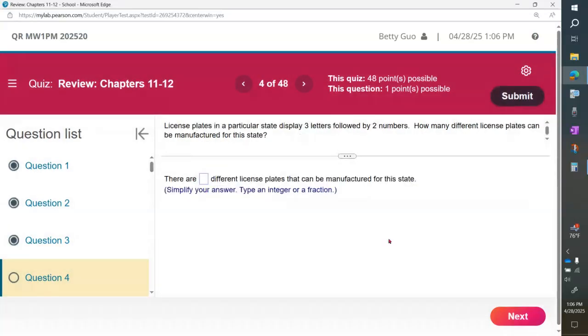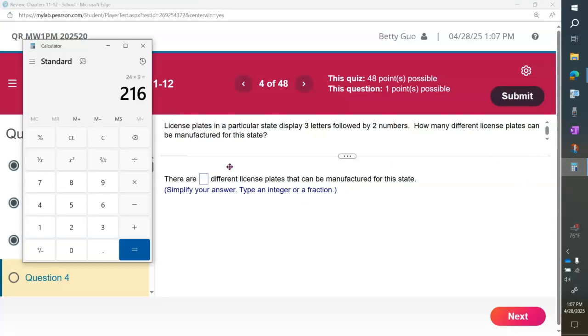Next. Question number 4. License plates in a particular state display 3 letters followed by 2 numbers. How many different license plates can be manufactured for this state? Same thing, fundamental counting principle, right? Knowing the plate has 3 letters followed by 2 numbers, we have 5 slots to put content in. The first 3 slots are going to be letters. The last 2 slots are going to be numbers.